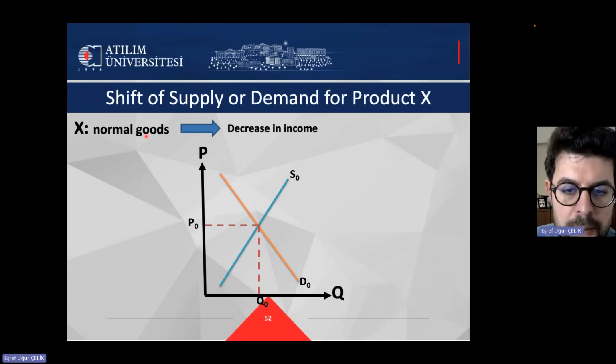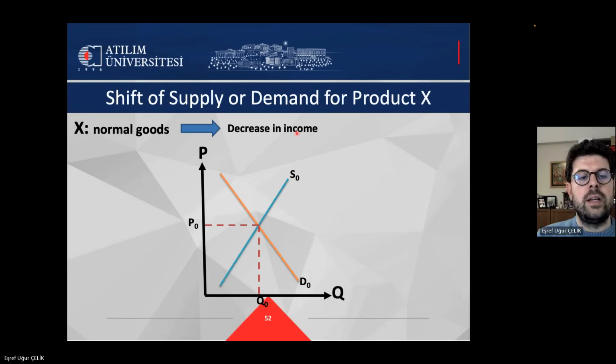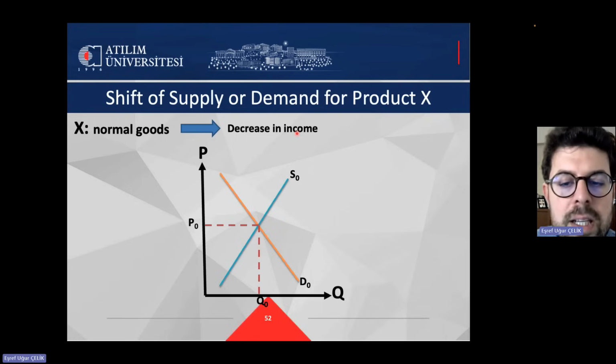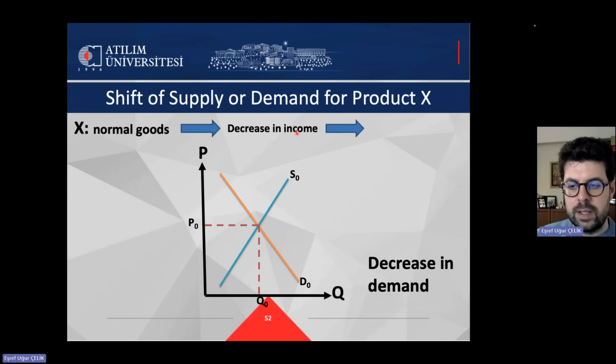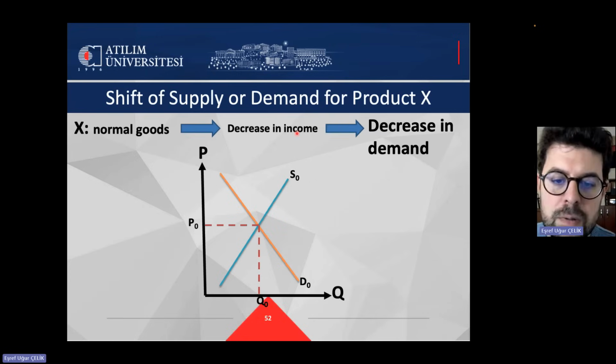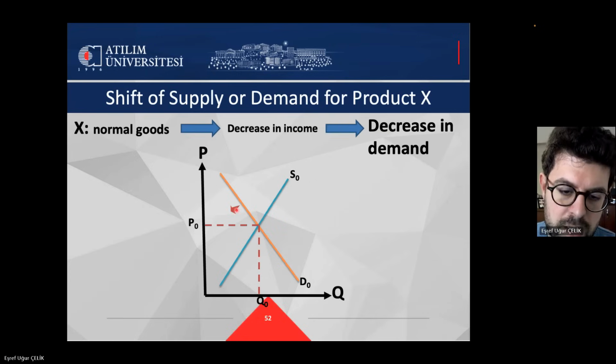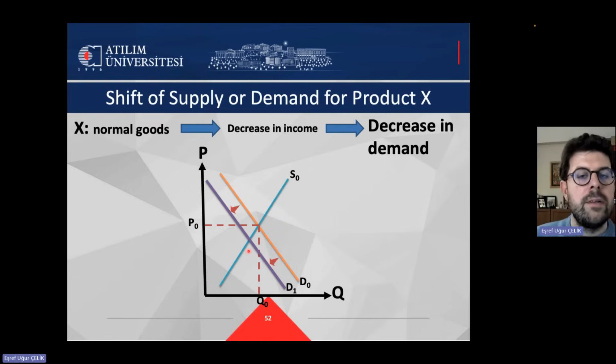What can happen? Normal good and income affect the demand changes or demand shifting, and the relationship is direct. So when income decreases, the demand for normal goods decreases. So the demand curve is shifting to the left. When the demand curve is shifting to the left, we have a new intersection point.